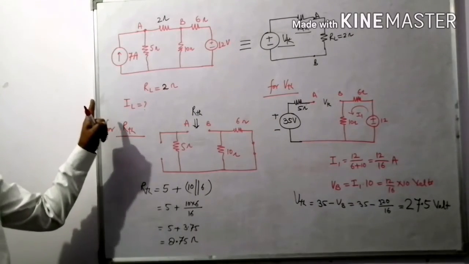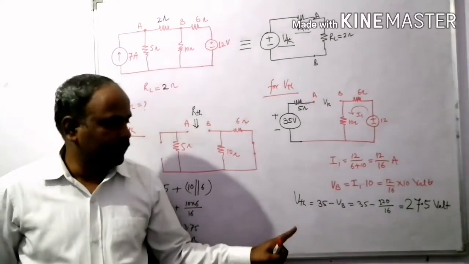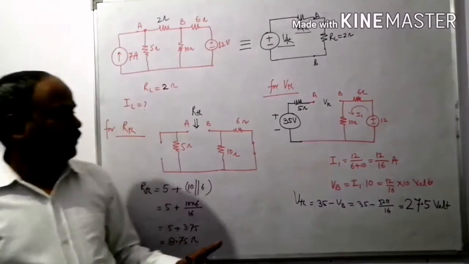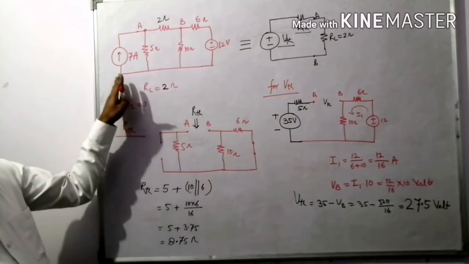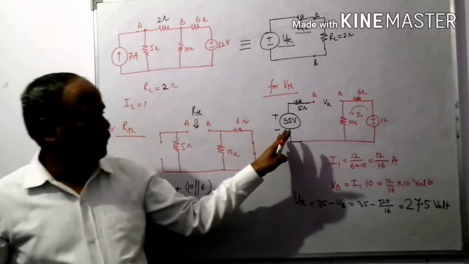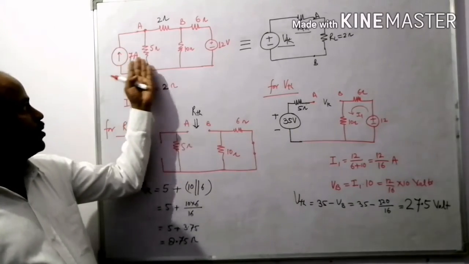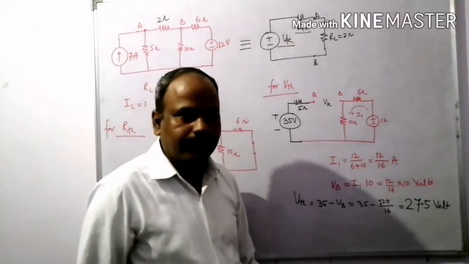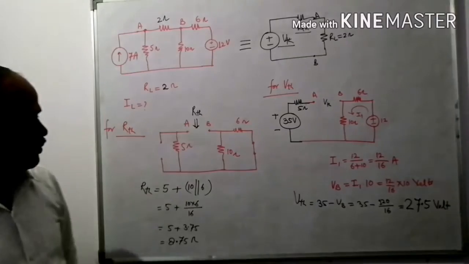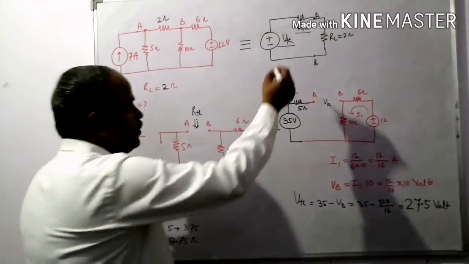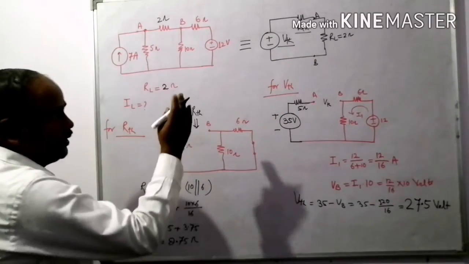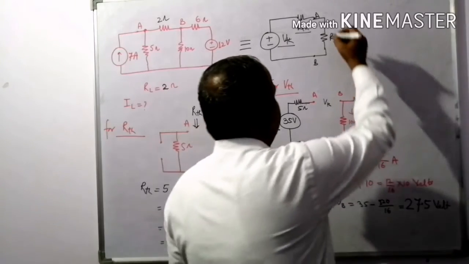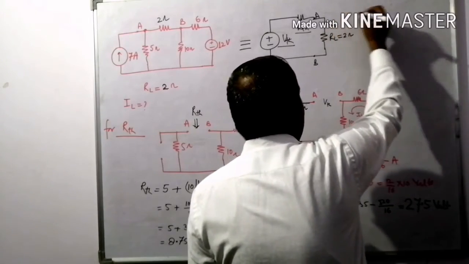Yes, this example is interesting. Why is it interesting? Because here we use a concept of how to convert a current source into a voltage source. Then after that we are going to calculate the value of VTH. Okay, so this one is VTH, this one is RTH, RL is here. So we can calculate the load current easily.